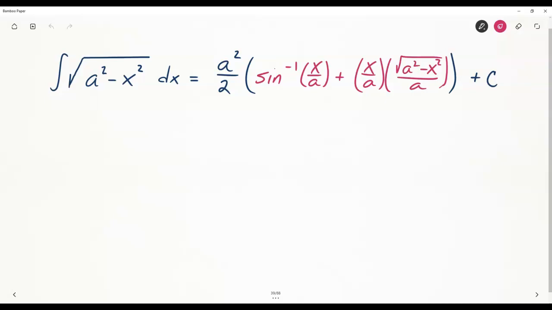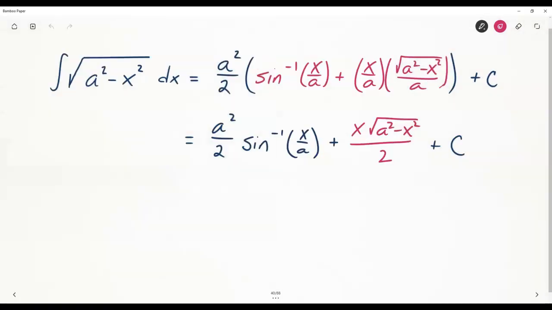But here is what we're going to be looking for. On this line, I just ended up distributing the a squared to these two terms, because notice there's an a squared right here. When I multiply this out, this a squared will cancel with the a squared on the bottom right here, and I'll just end up with this expression. But if you would have left it at that top line, that's perfectly fine.